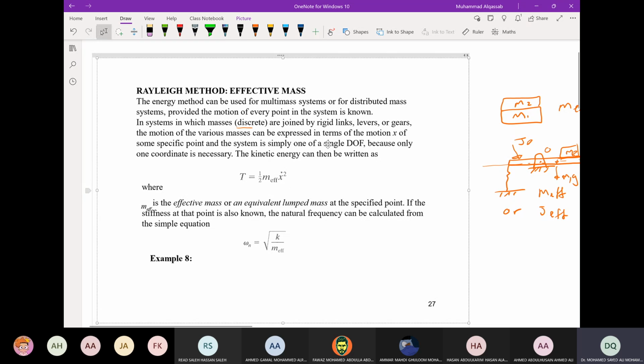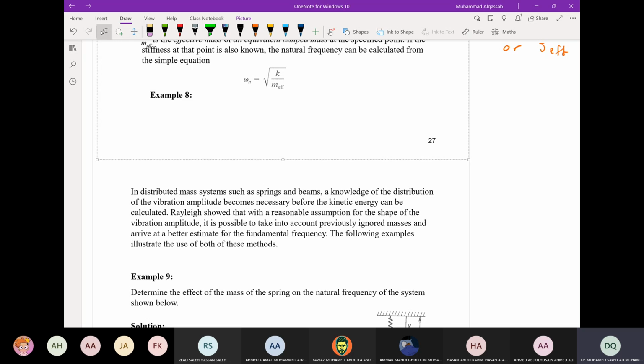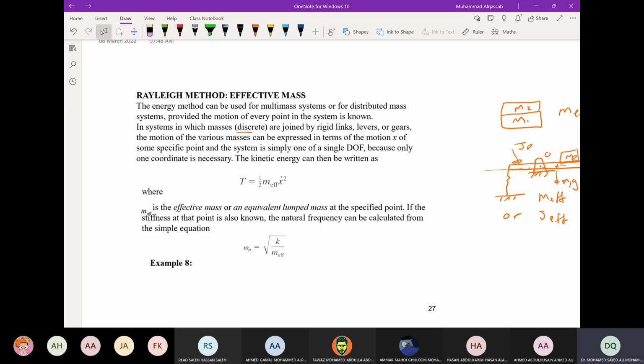The first one is called discrete, when the masses are point masses or lumped masses, or they are rigid bodies. And there is a distributed mass parameter system, like when you have a flexible beam or springs. So we'll talk about the idea first, using an example of a discrete system, and then we will move on to the distributed mass parameter system.